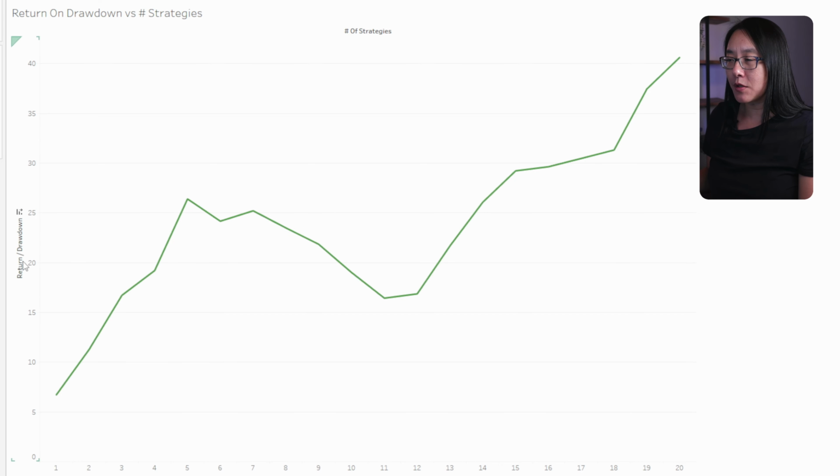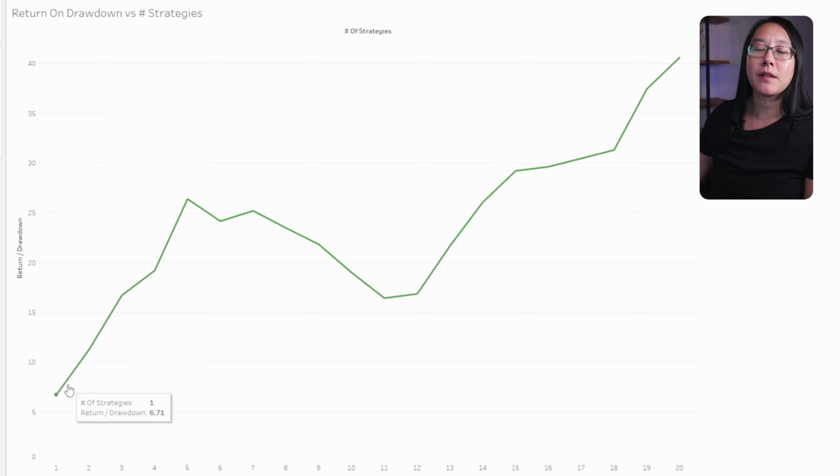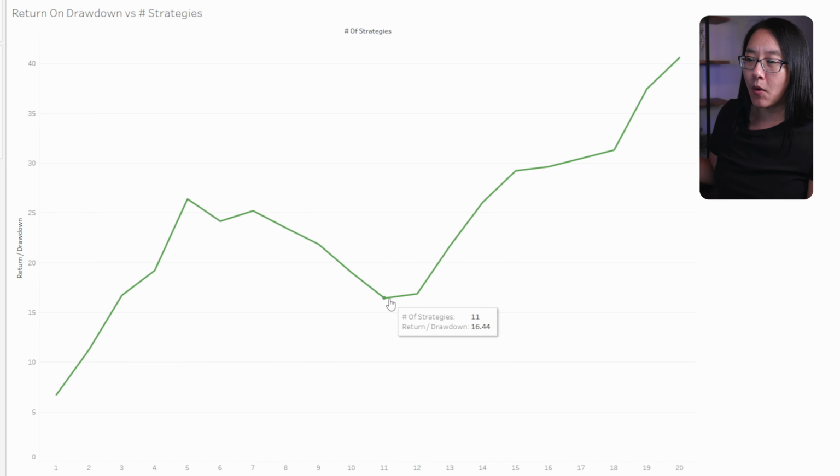On the left here, I've got return on drawdown, and at the bottom, you've got the number of strategies. Remember that I did build this randomly in alphabetical order, which is not the actual way to do things, but the purpose of this video is just to show you that the more strategies you have in a portfolio, the better the return on drawdown. So here, again, you can see we're starting off pretty bad. In the middle here, it was not that great because we can see as we are adding more and more strategies, the return on drawdown is actually getting worse because I didn't build it the right way. But towards the end, when we've got 20 strategies, you can see we have a fantastic return on drawdown of 40.